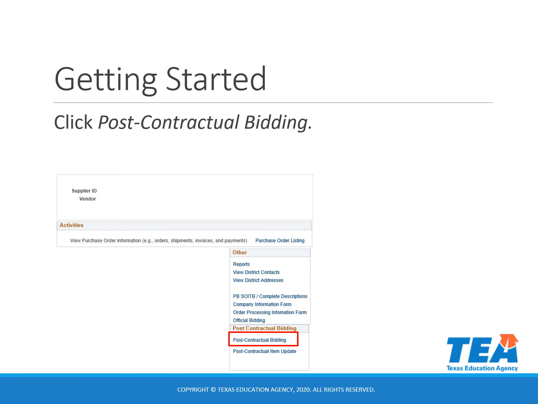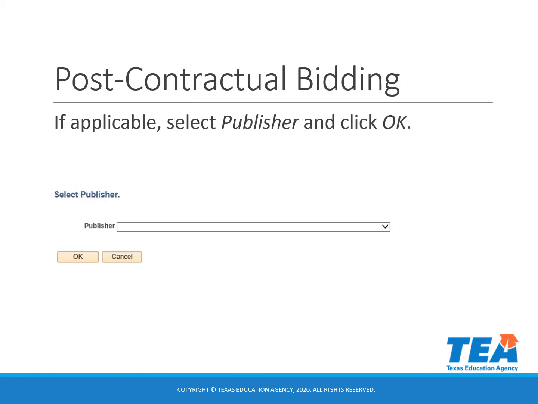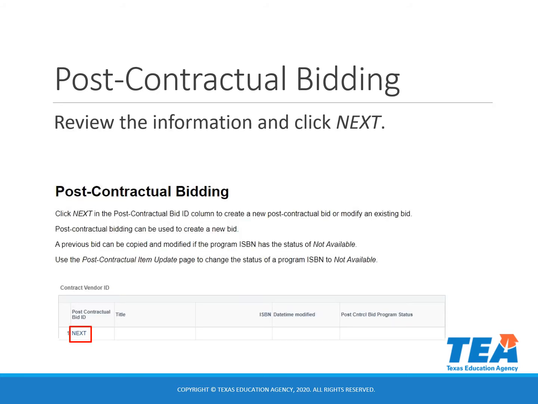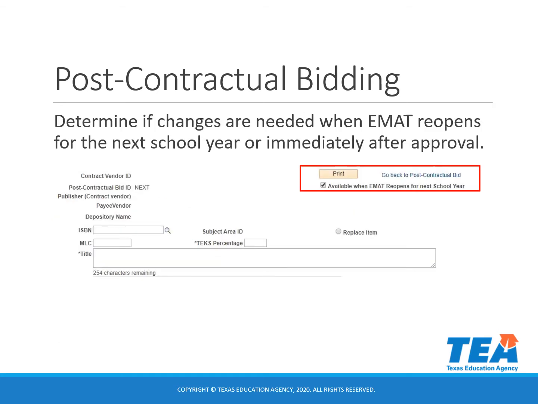First, you will start by clicking the Post-Contractual bidding link from your EMAT start page. Then, if applicable, you will select the publisher from the drop-down menu and click OK. You will review the information at the top of the EMAT page and click Next to create your first post-contractual bid. When the page opens, please review the instructions at the top carefully before beginning your first post-contractual bid.